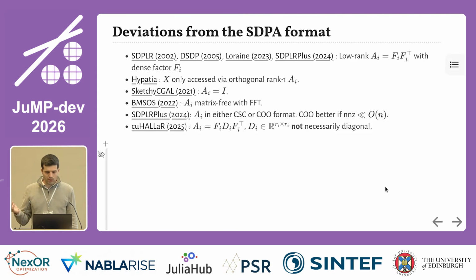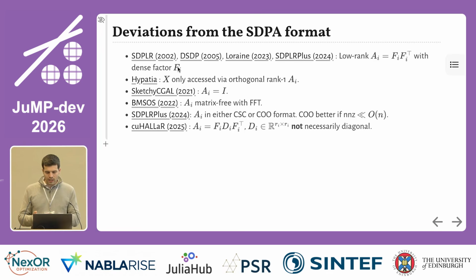And so over the years, there have been many SDP solvers that felt very constrained by this format, and so naturally wanted to extend this format. Here I kept track of a few extensions. One that's extremely popular is to say I also want to represent matrices that are low rank with some dense factor Fi.